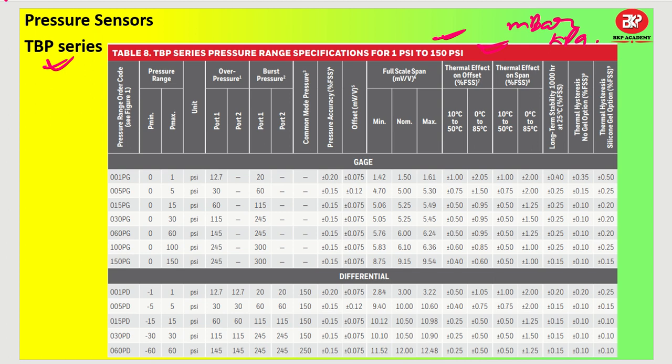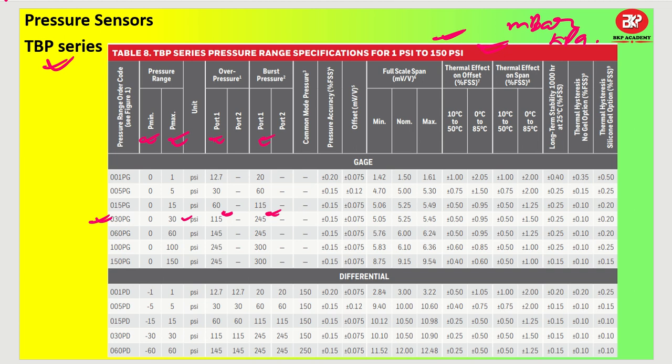Let me take you directly to 30 psi. If you take the 30 psi series, you have the pressure range P minimum 0 to P maximum 30 psi. You have only port 1. For over pressure range and burst pressure range on port 1, you can see that it can go up to 115 psi. So it won't fail up to 115 psi continuously, even if you give over pressure. If there is a burst of up to around 245 psi, then also it won't fail.